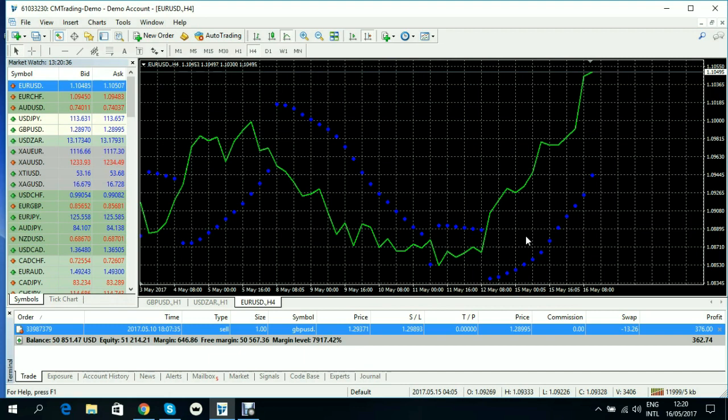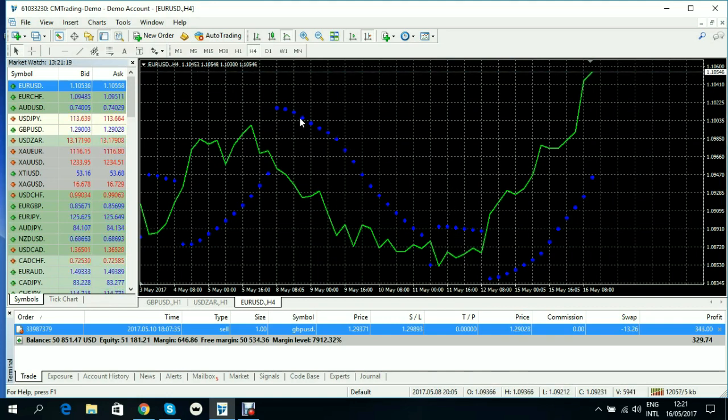now let's look at how we protect the trade. How do we protect that investment? That is, where do we place our stop losses? It is very easy to place a stop loss when trading using the parabolic SAR indicator.